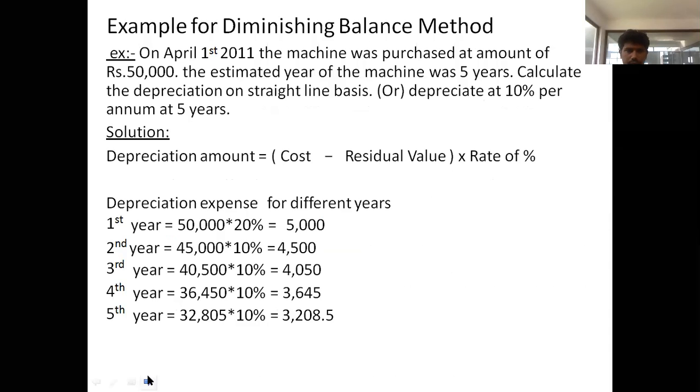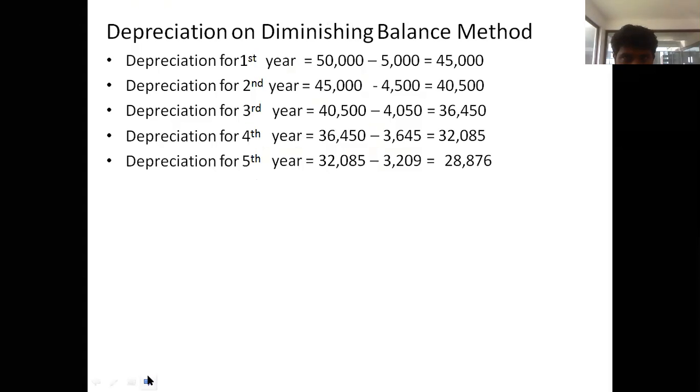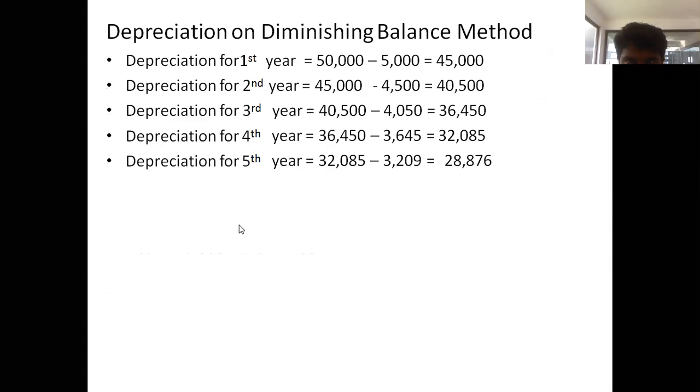So you can see over here the depreciation expenses. Rate of interest diminishing on purchase of the machine at 5 years, compared with straight line previously. So depreciation will be decreasing. Cost minus residual value into the rate percentage. 20% they have taken. So then you have to take it.